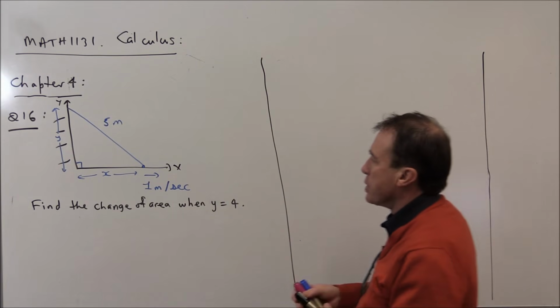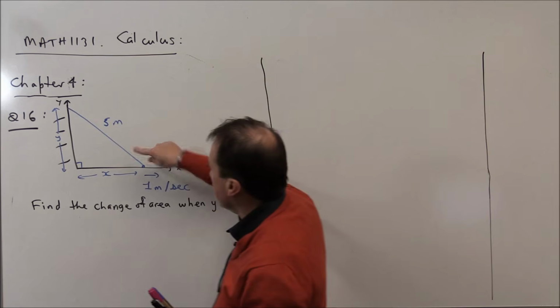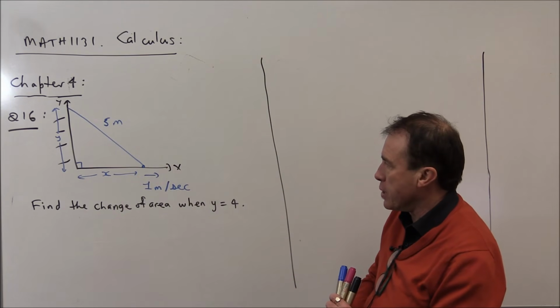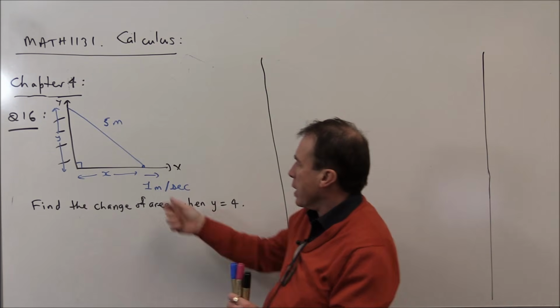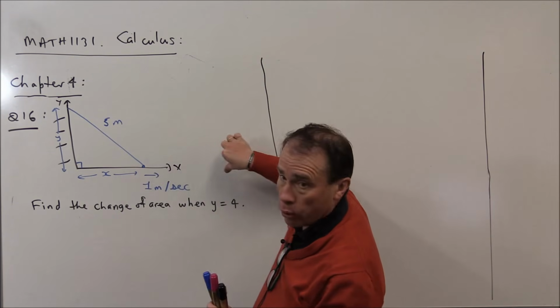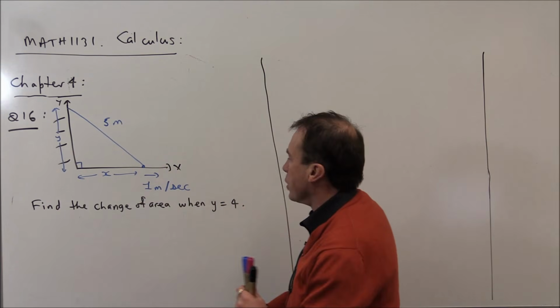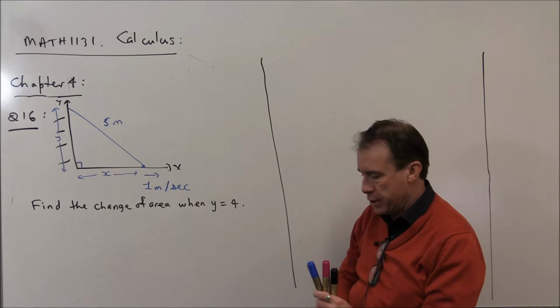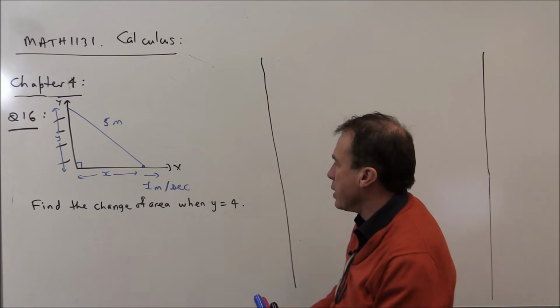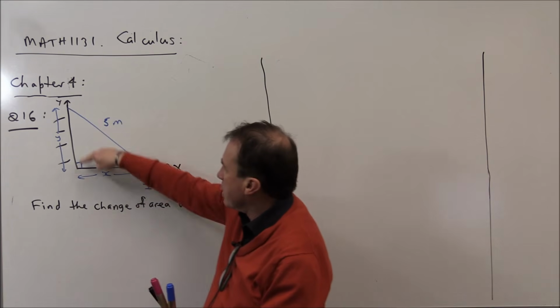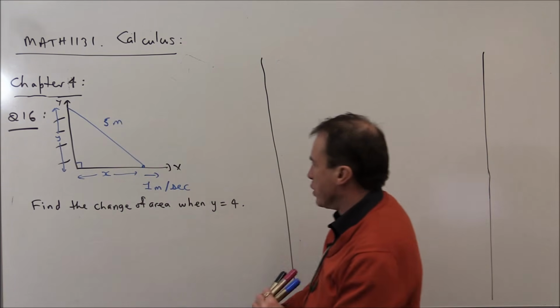So the problem is we start off with a ladder that's 5 metres long and we have it leaning against a brick wall. And the question says that we're given that the bottom of the ladder is being pulled out this way, so the ladder's moving downwards, and this point's moving out at a rate of 1 metre per second. And we want to find the change of area when the height up the wall of the ladder is 4.